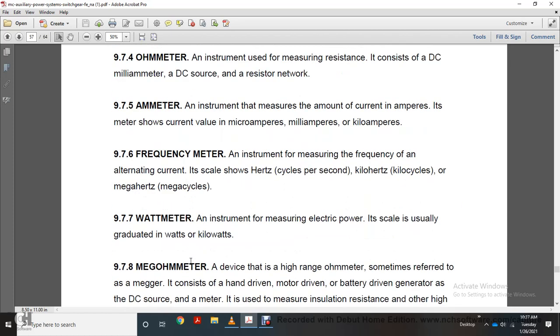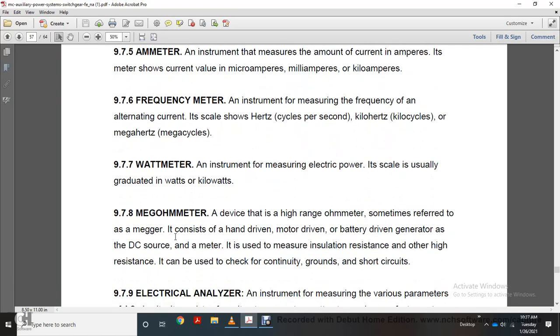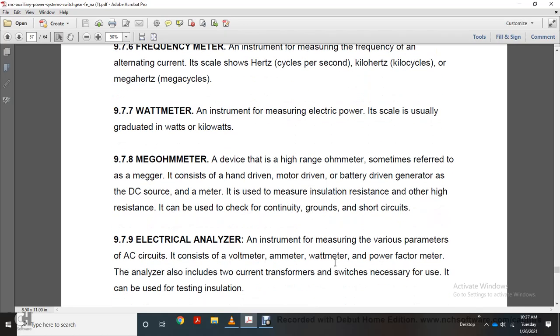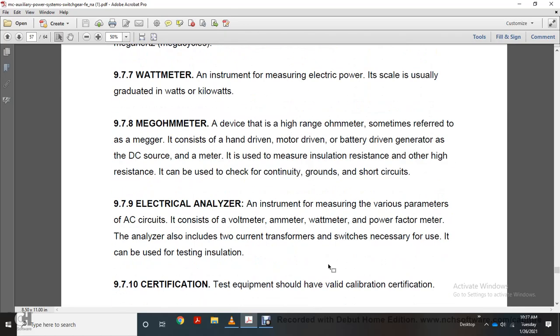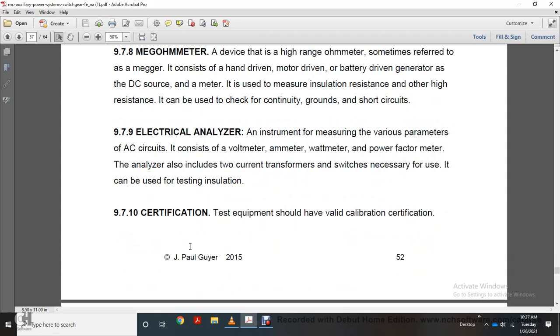Wattmeter: an instrument for measuring electrical power, with a scale usually graduated in watts and kilowatts. Megohmmeter: a high range ohmmeter, sometimes referred to as a megger, consisting of a hand driven, motor driven, or battery driven generator as a DC source, and a meter used to measure insulation resistance and other high resistances. It can be used to check continuity, grounds, and short circuits. Electrical analyzer: an instrument measuring various parameters of the AC circuit, consisting of a voltmeter, ammeter, wattmeter, and power factor meter. Analyzers include the two current transformer switches necessary for use and can be used for testing installations.